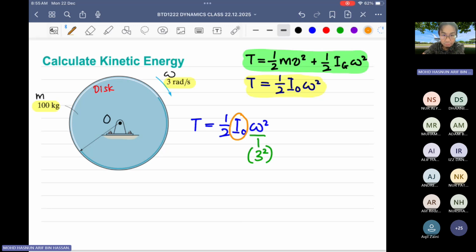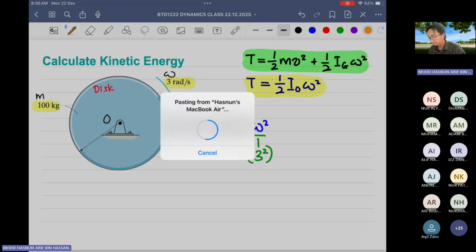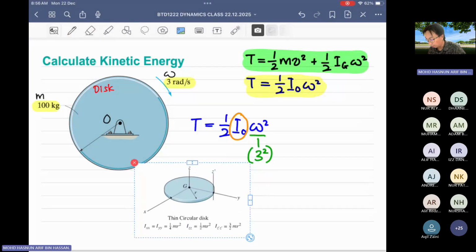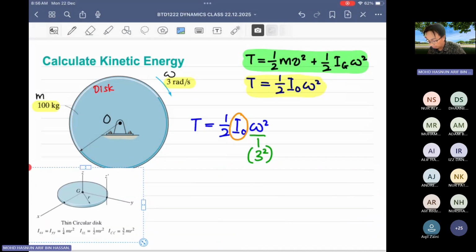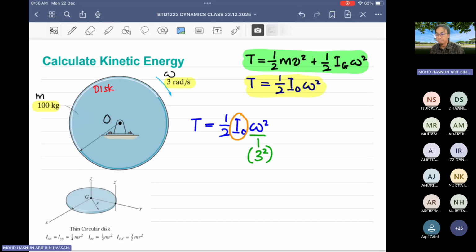Let's copy from this. Let me see if I can do that. Let's take this, copy, and let me try to paste it here. Okay, so this is what we have, I'm going to put it here, from the table. Okay, from the table. So by looking at this, which one do you think the formula that we should use?